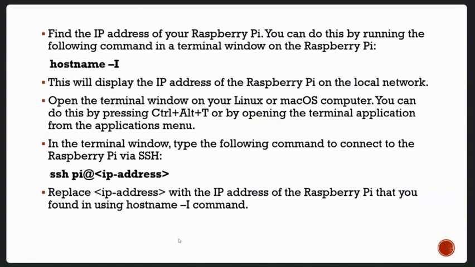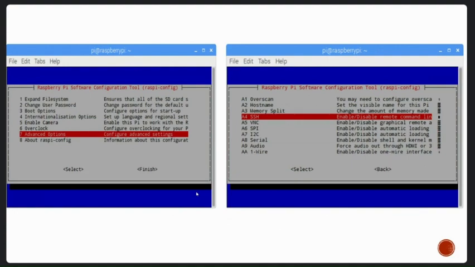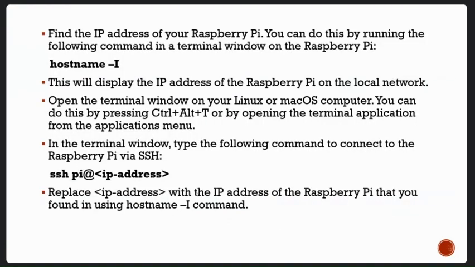I'm going to explain how we connect to SSH. So first, we need the IP address of the Raspberry Pi. You can get the IP address by typing a command in the terminal of the Raspberry Pi, that is hostname space minus I. This will display the IP address of the Raspberry Pi that is running the command.